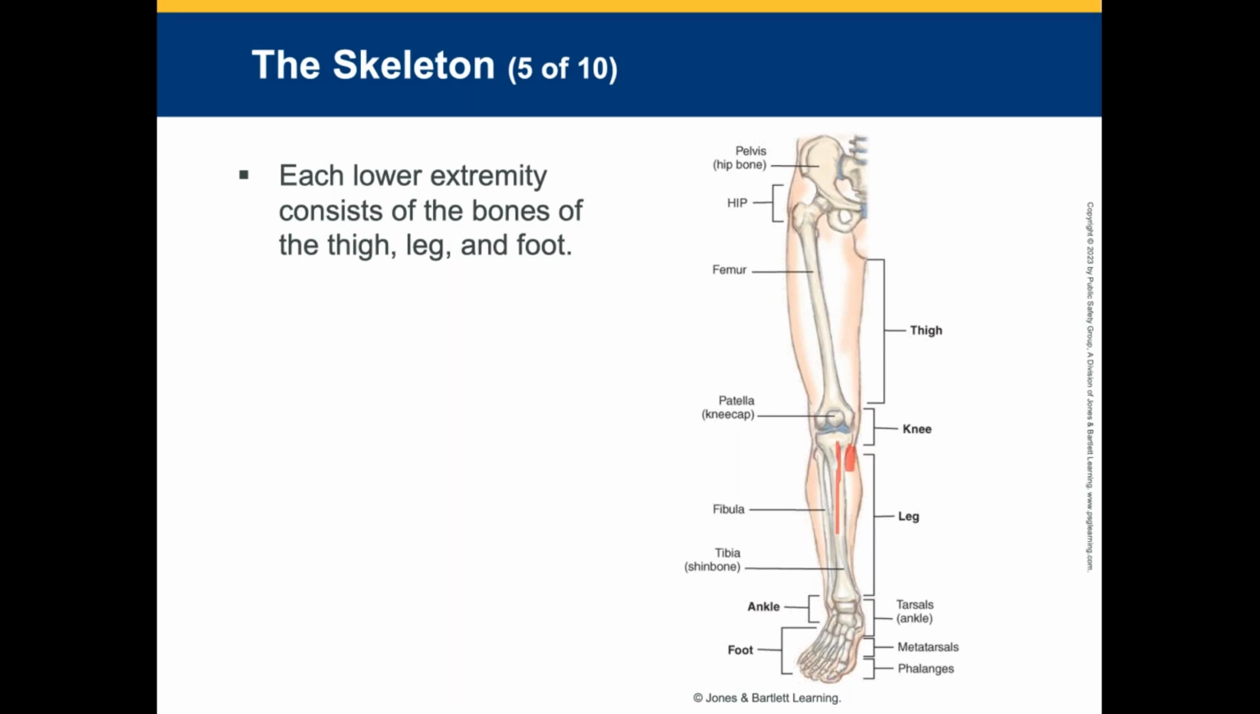That's going to be an IO location, right? We can also do one in the distal tibia right down in here for an IO access as well. This is the ankle, and we'll get into the foot in a second. What kind of joint is this? The knee. Hinge? Yeah, hinge joint, exactly.